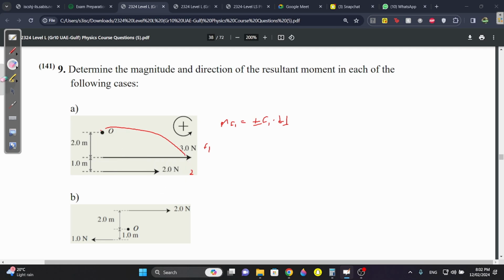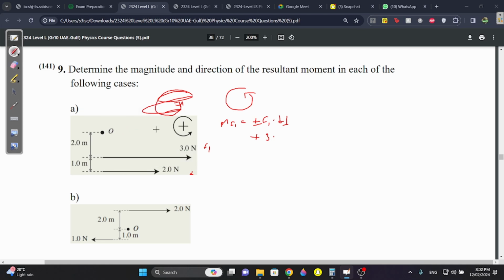Let's see, F1 goes to O either this red path or this blue path. Obviously it's going to take the red path, which is going counterclockwise, so it's going to be plus F1, which is 3, times D perpendicular. You have to look at the distance, and it's obvious it's 2, because this is the line of action and this is the perpendicular distance to O. So 3 times 2 is 6 newton meters.